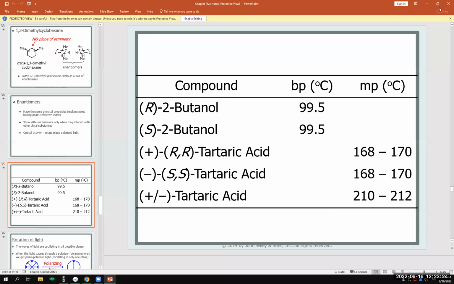There are all kinds of practice problems here where you get to draw. I don't think I did a ton with two chiral centers because I wasn't 100% sure we'd get there when I made this, but do those on your homework because they will be on your exam. Very likely a free response question on your exam. Okay.